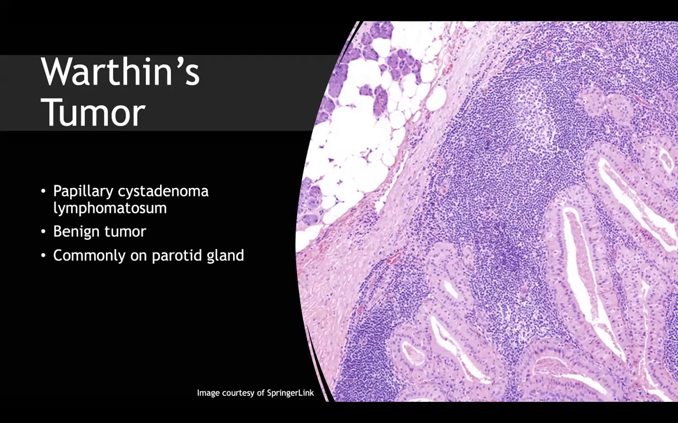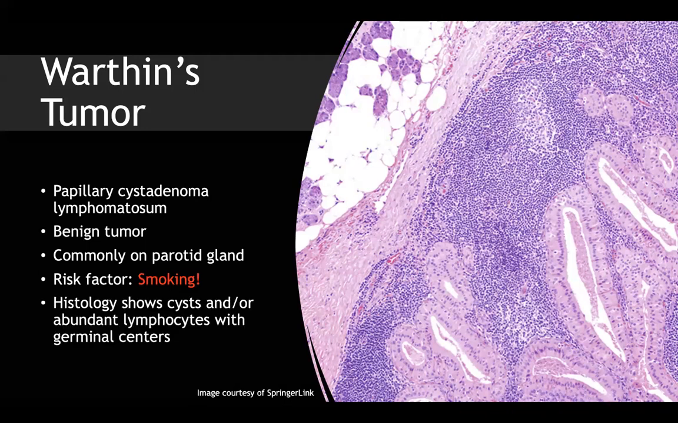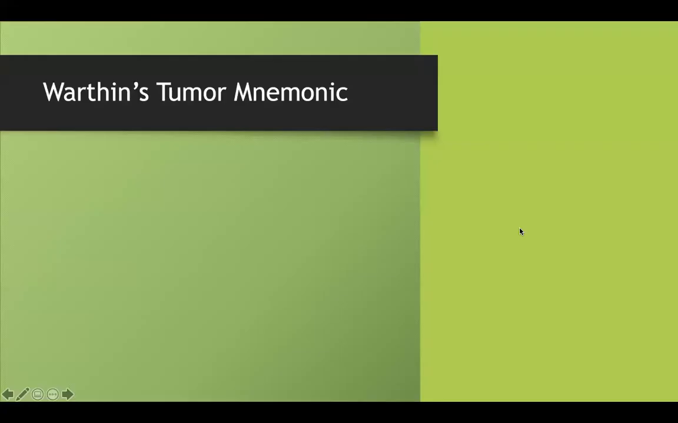And it's a benign tumor as well, also on the parotid gland. Big risk factor is smoking, and they will tell you that this person's a long-term smoker. I guarantee you that. If it's Warthin's tumor, the answer, they will mention smoking. You can see cysts. You can also see a ton of lymphocytes with germinal centers. You can see the lymphocytes here, these dark purple dots that are all around the entire slide, actually. And you can see these germinal centers right here too. So they might describe that.